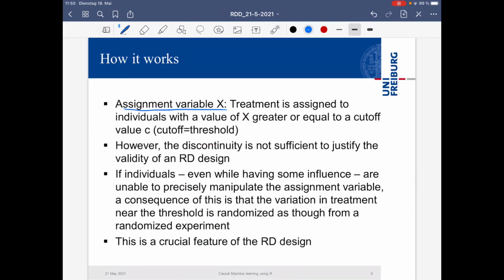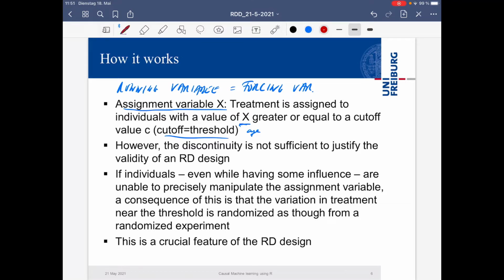So the assignment variable that assigns people either to the treatment or to the control group is also called running variable, and sometimes you also see forcing variable, saying that people are forced to either the treatment or the non-treatment. So the treatment is assigned to individuals with a value of X, for example, that's age, right? Greater or equal to the cutoff, and the cutoff is the threshold, is the discontinuity, is the jump.